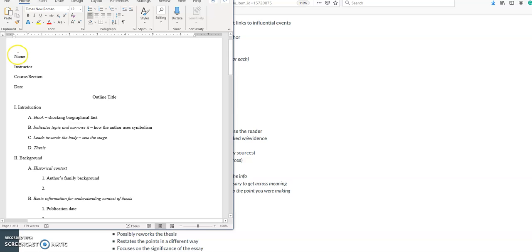You'll open it up, you'll put in your information, you'll change the outline title to something that reflects your upcoming research paper. And then beside hook, you can give me specific details, or you can at least just give me a general idea. So here I put shocking biographical fact. So then that way I know, all right, you're going to lead off with some kind of shocking fact about the author that you're researching.